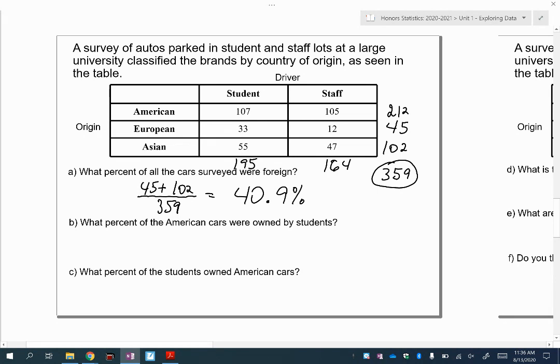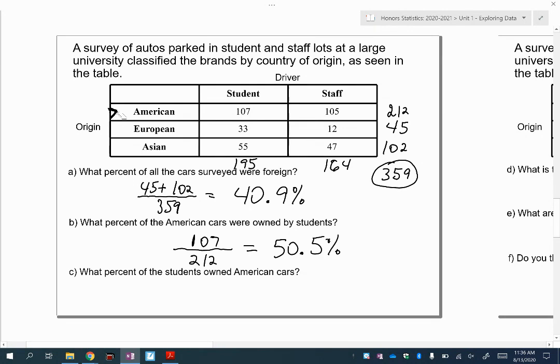All right, let's do the same thing for letter B. What percent of the American cars? So now it's not talking about all the cars. It says of the American cars. That's 212 American cars. And out of those 212, how many were owned by students? So that's 107. Every year a lot of students write this fraction as 195 over 212. But once it tells you that they're just looking at the American cars, you're only focused on this row. So that's why it's not going to be the 195 for the student number. So 107 divided by 212 is 50.5%.